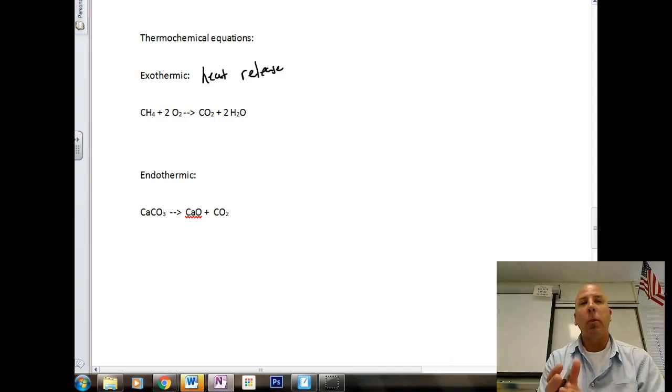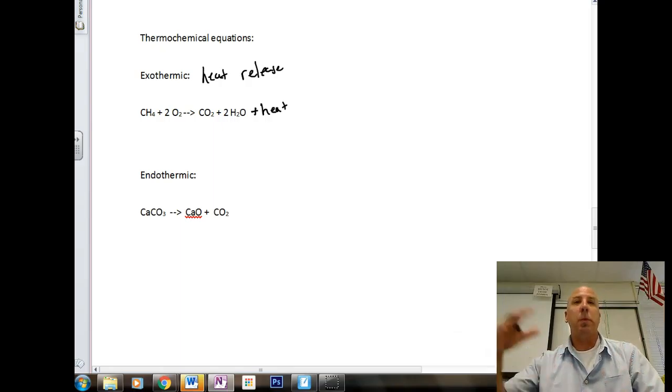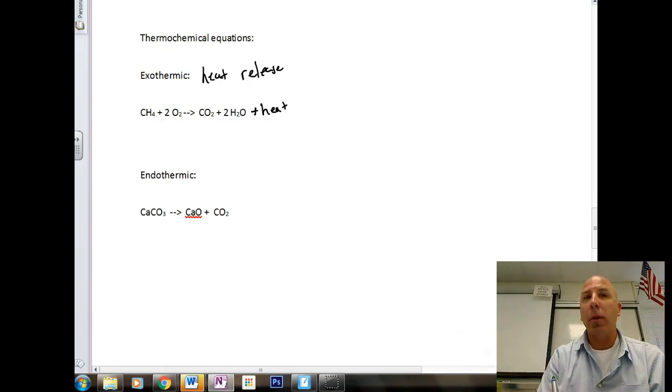Now, there's a couple of different ways we can illustrate that heat is being released in this chemical reaction. One of the ways we can do this is we can add the word heat to the product side. If we put the heat on the product side, that tells us heat is being released. We can also actually put in the value of the heat. And so for every 1 mole of methane, we could also have our actual 890 kilojoules being released. So that might replace the word heat right here.